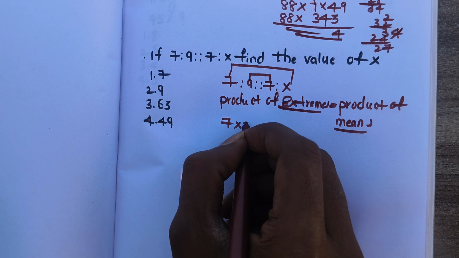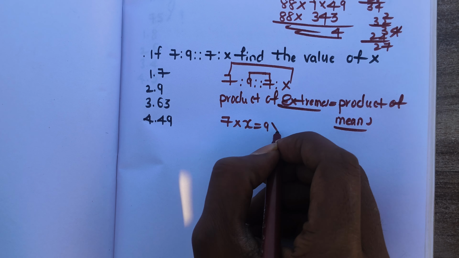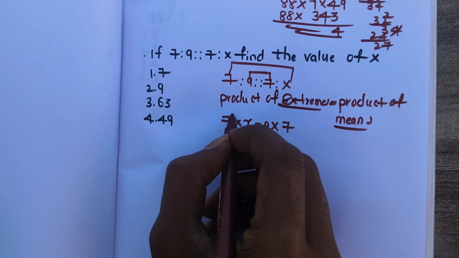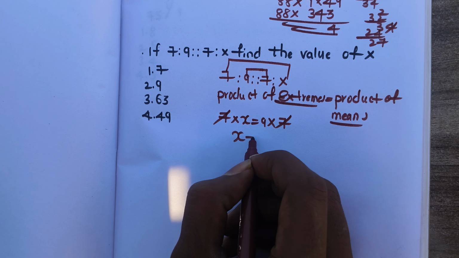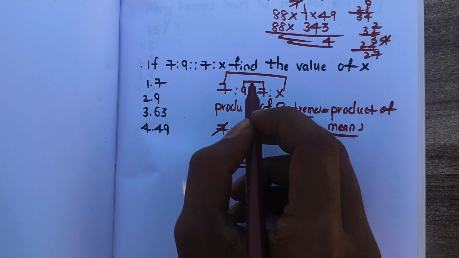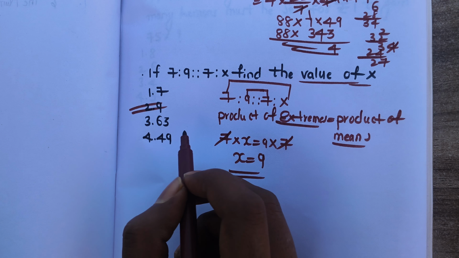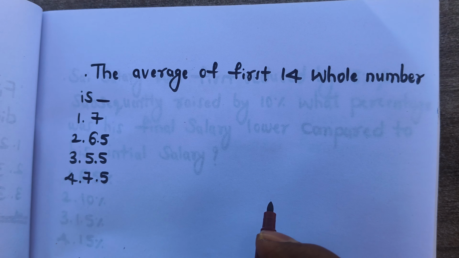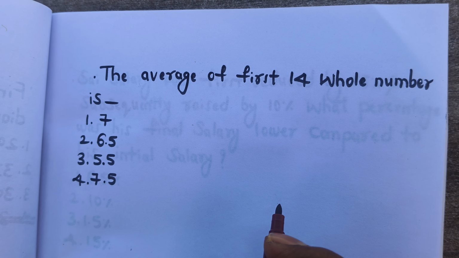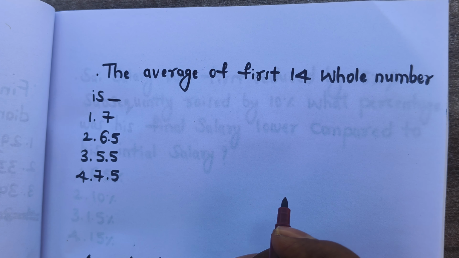7 into x is equal to 9 into 7. 7 cancels. x is equal to 9. The value of x is 9, the second option. Next question: the average of the first 14 whole numbers.